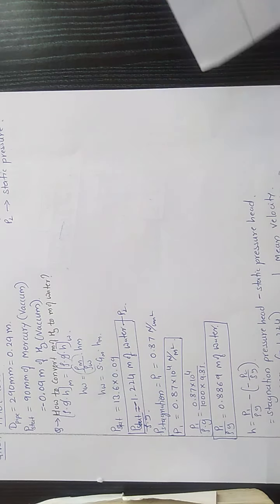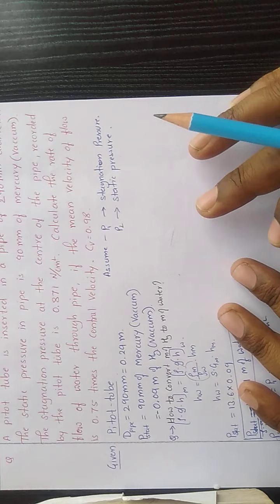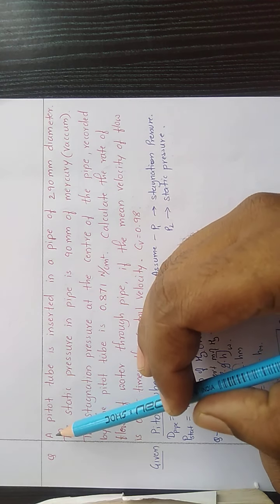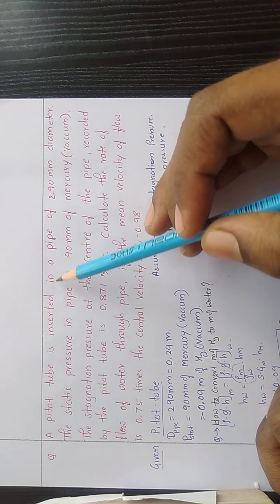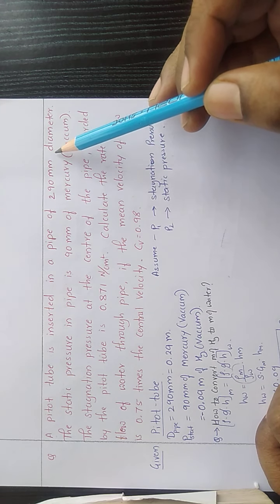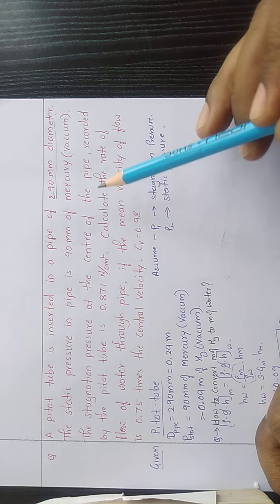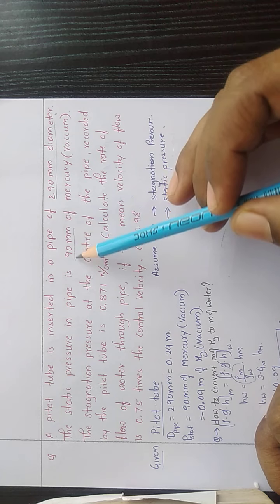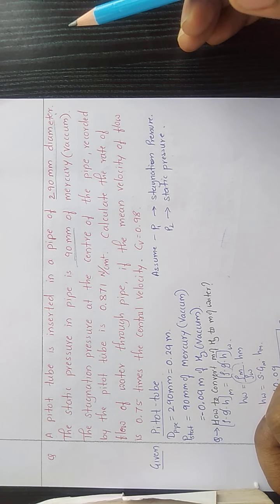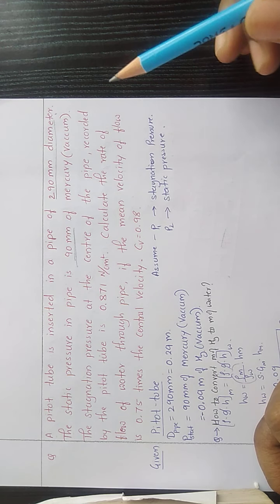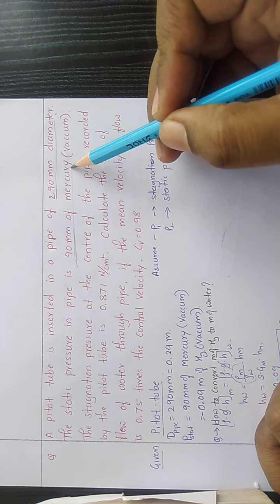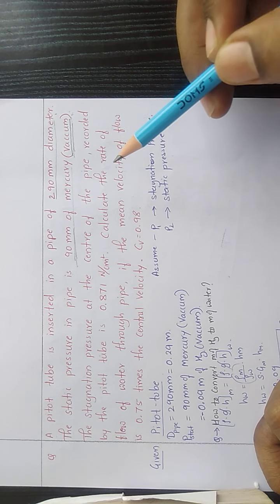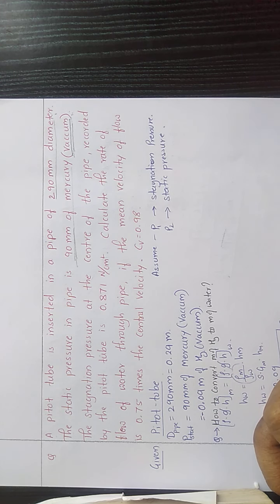Now let's look at an example on the pitot tube. A pitot tube is inserted in a pipe of 290 mm diameter. So the diameter of the pipe is 290 mm. The static pressure in the pipe is 90 mm of mercury vacuum. Static pressure is nothing but P. This is very important: vacuum, so our expression will be minus.